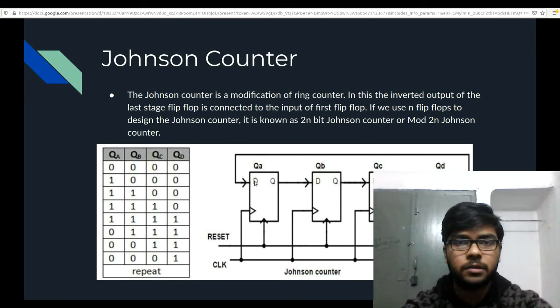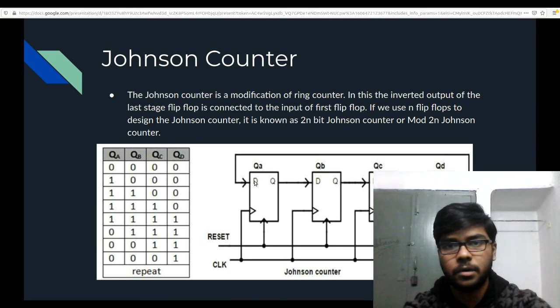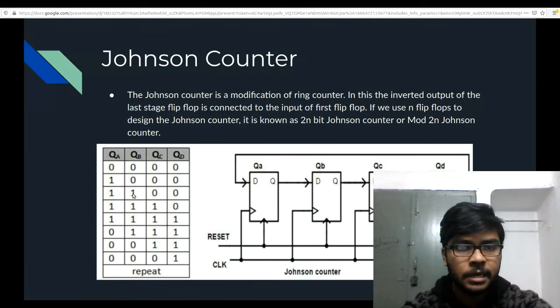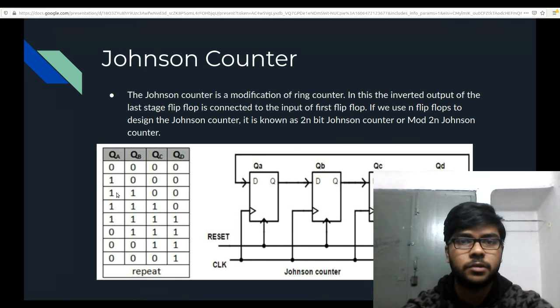So let's talk about Johnson counters. Johnson counters are a special type of ring counter, basically a modification of ring counters. The inverted output of the last flip-flop is connected to the input of the first flip-flop. If we use n flip-flops to design a Johnson counter, it is known as a 2n-bit Johnson counter. We can clearly see from the diagram that after shifting the one bit to QB, we are not setting 0 to QA. We are keeping that one bit in QA. So Johnson counters are a special modification of ring counters.